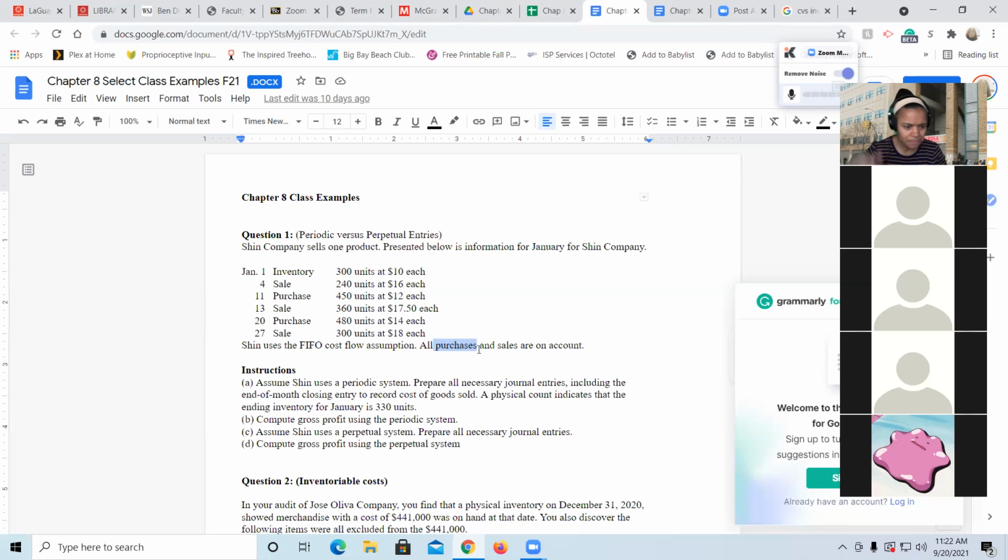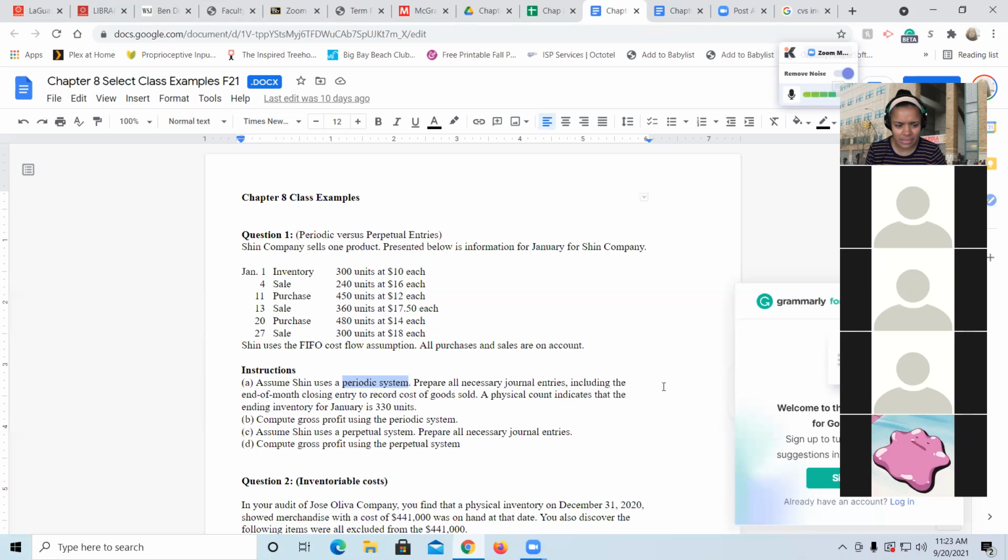Assume that Shin uses a periodic system. We just heard that periodic means that we only update our records to calculate cost of goods sold at the end of the month or the quarter or the year. So every time we purchase inventory, we're not going to use the inventory account. We would use the purchases account. And when we sell inventory, we make no journal entry related to inventory at all, because we'll calculate cost of goods sold at the end of the month. So see, again, you have to know the theory. When they say periodic system, they're not going to explain to you how that looks. You have to remember or memorize what that means.